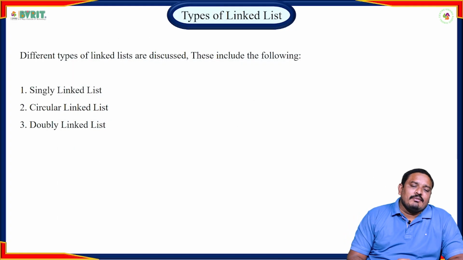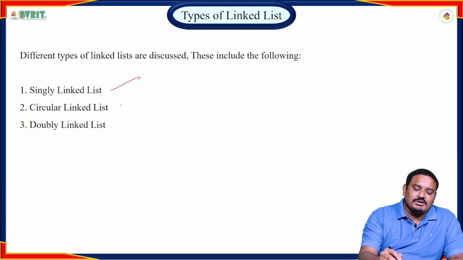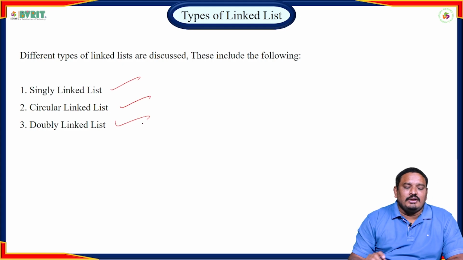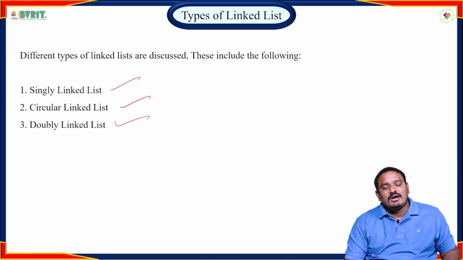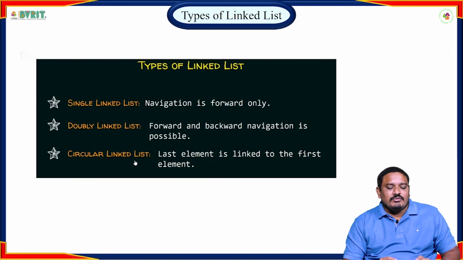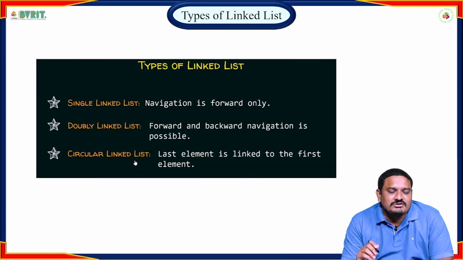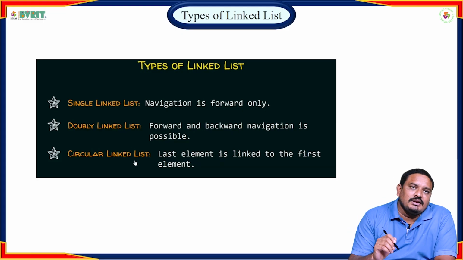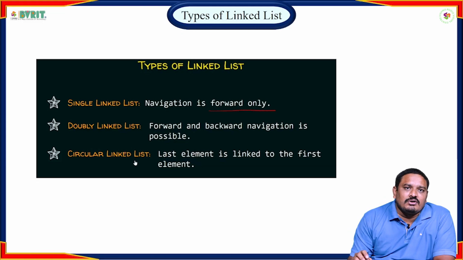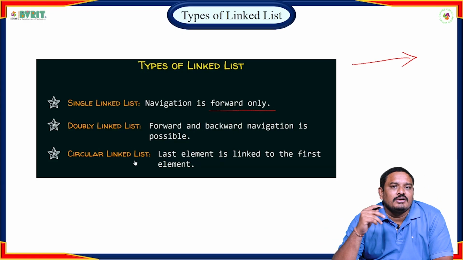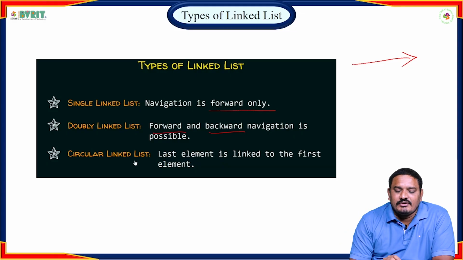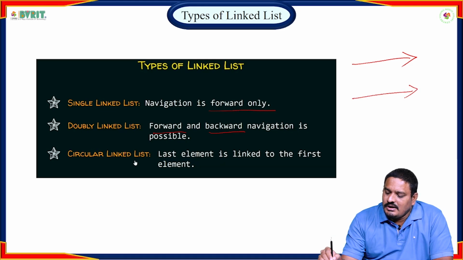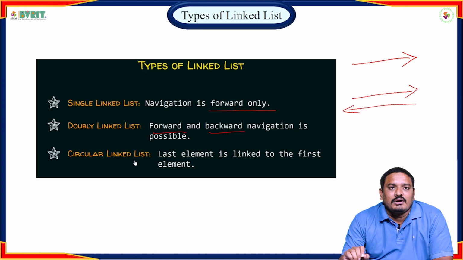The linked list has different types. The different types are single linked list, circular linked list, and double linked list. What are the definitions of the single linked list, circular linked list and double linked list? See the definitions one by one. The first one is the single linked list. In a single linked list, navigation is forward only. This is the forward direction. What does a double linked list mean? Forward and backward navigation is possible.